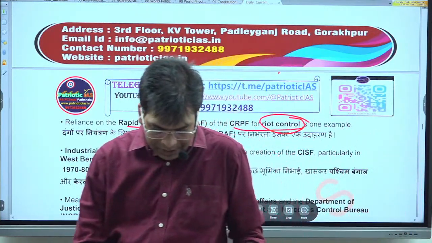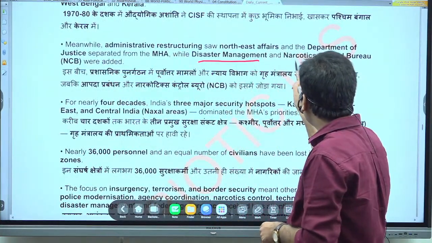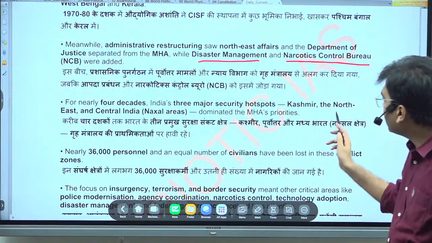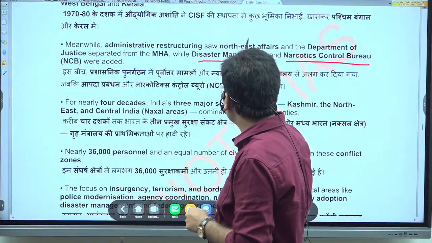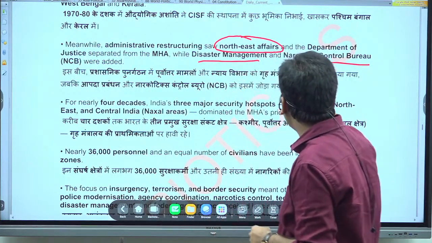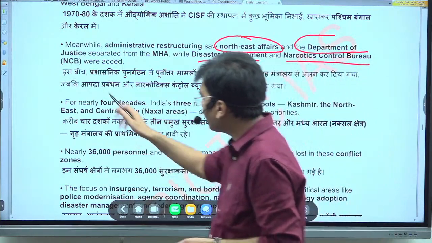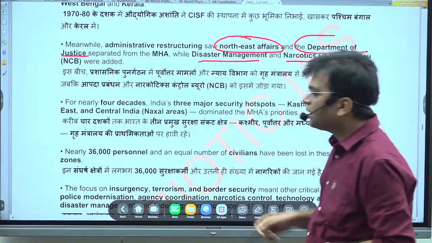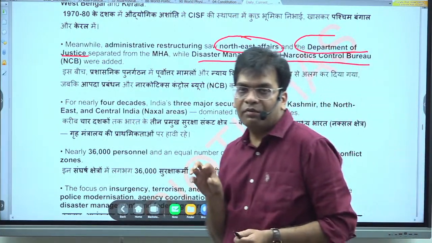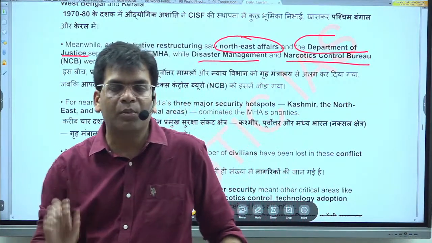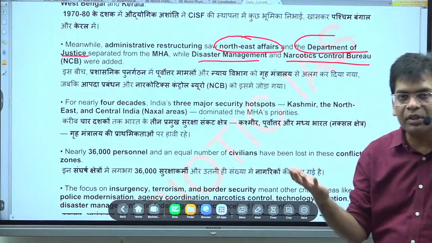Besides that, the Ministry of Home Affairs also comes into play whenever there is disaster management and the Narcotics Control Bureau. Before that, there was administrative restructuring under Northeast Affairs and the Department of Justice. Previously, it was part of the Ministry of Home Affairs. Now it is a separate ministry, separate so that focused decisions and focused policy could be taken with respect to the northeastern states.